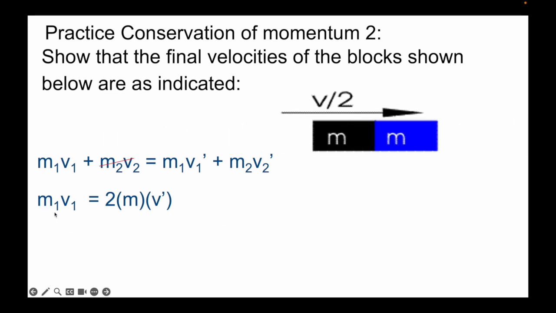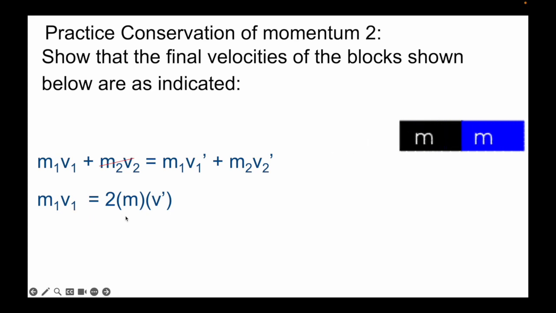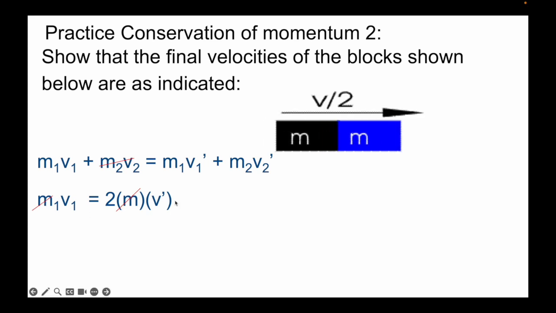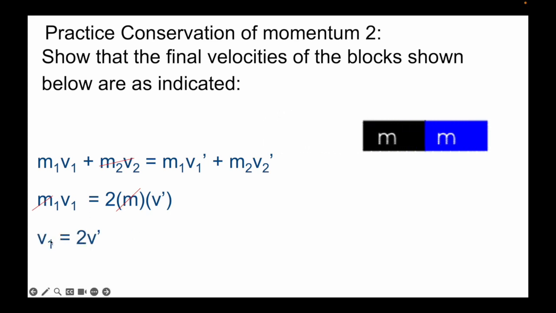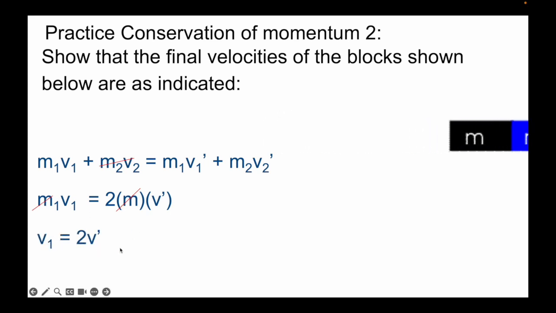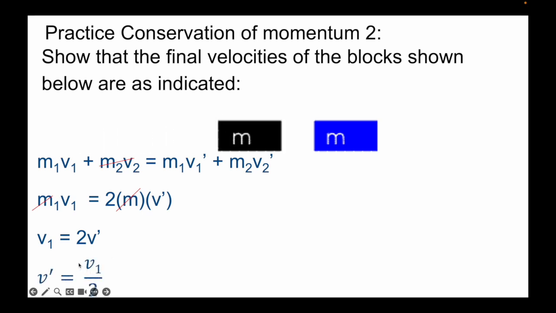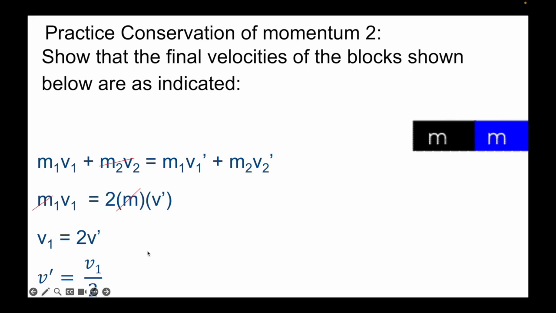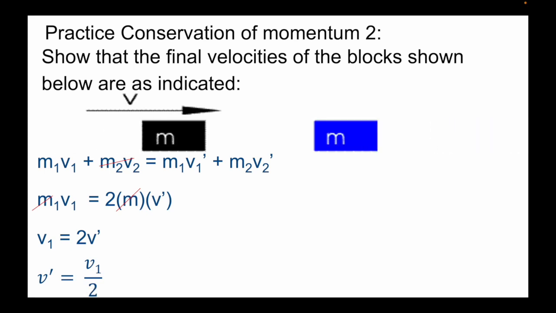So now we have our m1 v1 equals 2m v prime, and our m's cancel. So we end up with v1 is equal to 2 v prime, which gives us the v prime of v1 on 2. We've proven it.